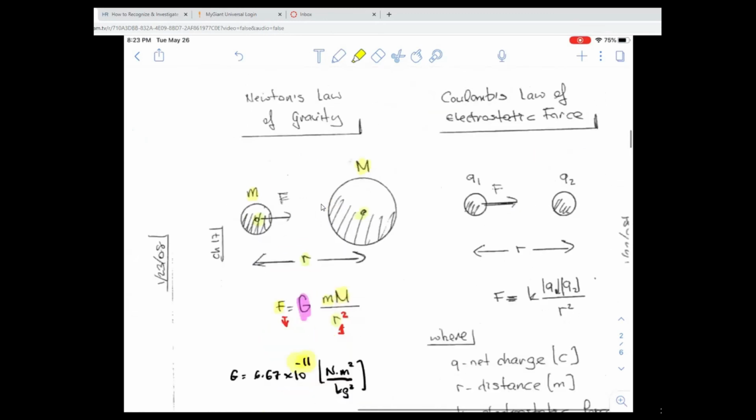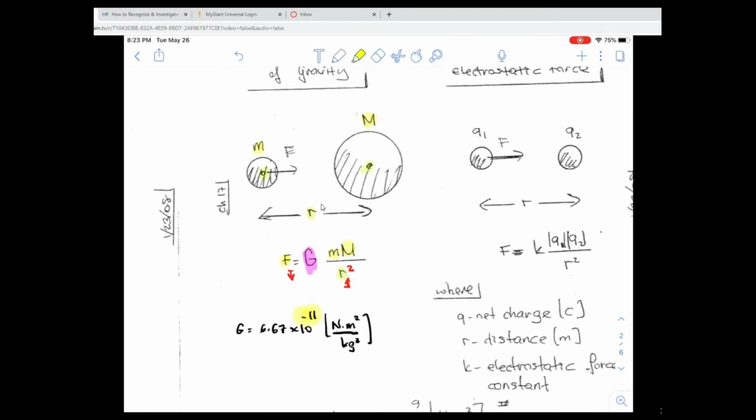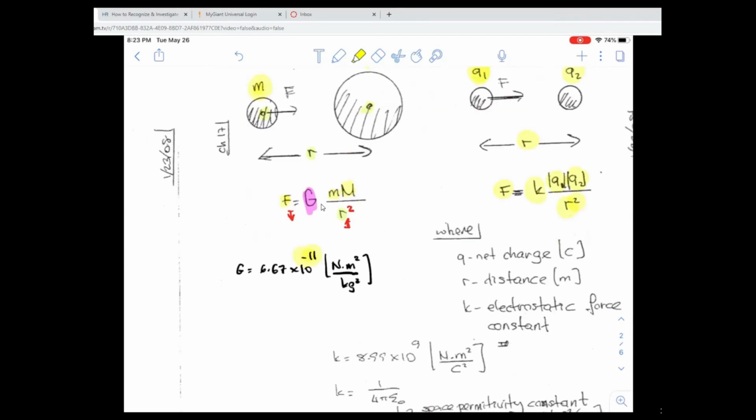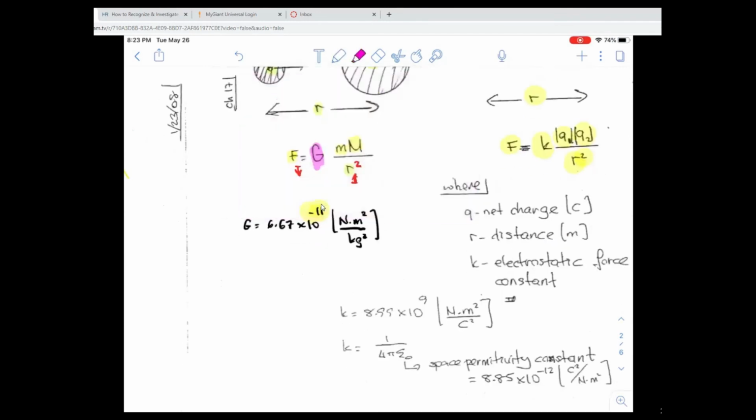So what did Coulomb do? Well, he uses the same formula, except the mass becomes the net charge. So you've got two net charges, Q1 and Q2. R is the separation distance, which is going to be squared. That gives you the electrostatic force. K gives you the strength of the electrostatic force, which is known as the electrostatic constant, which happens to be a really, really big number: 10 to the 9.